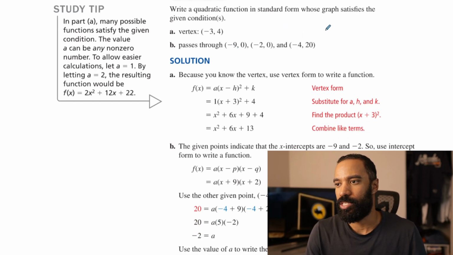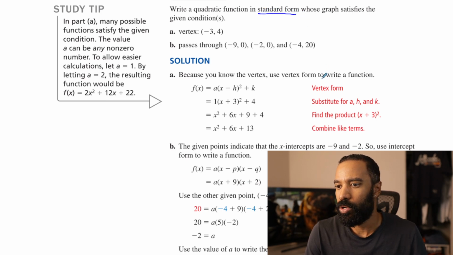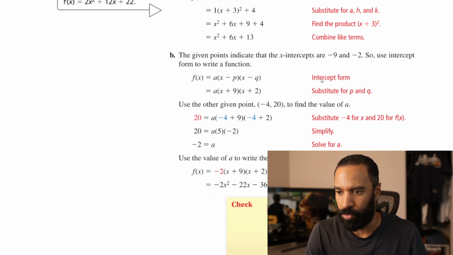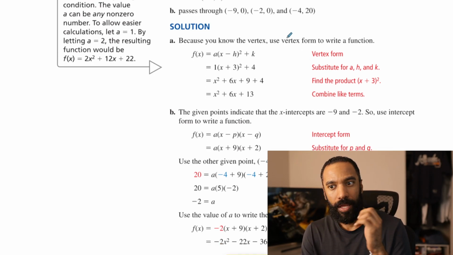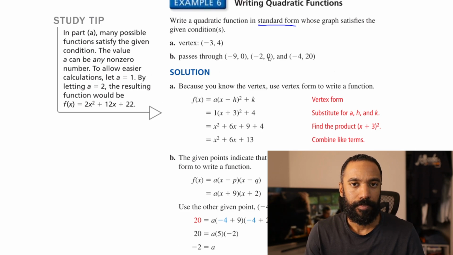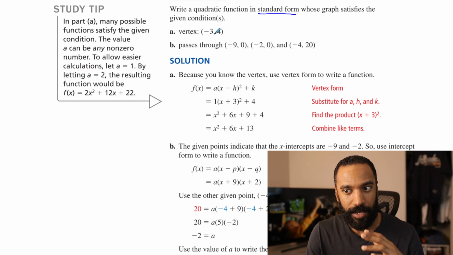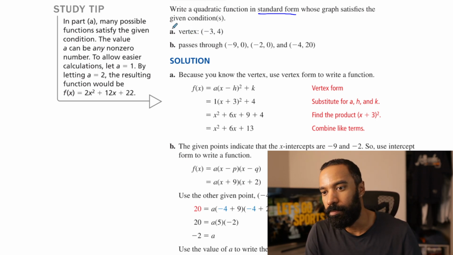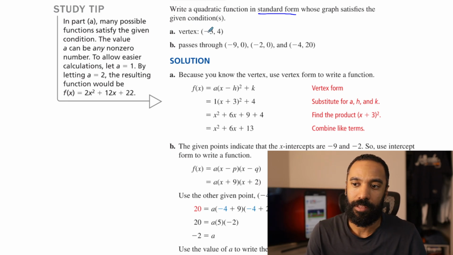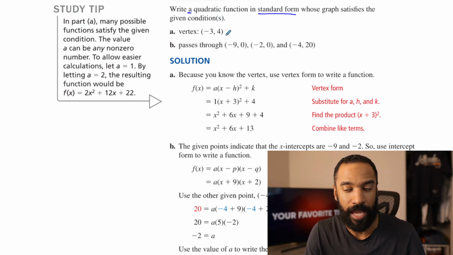Write a quadratic function in standard form whose graph satisfies the given condition. So they say standard form here. Let's see how they go through this problem. It depends on what they're giving you, because in these situations there's more than one way to do these, but they're going to ask you to base it off a different form to get there. On problem A, they say the vertex is negative 3, 4. They say write a quadratic function. It's open-ended. You're allowed to choose something for your a value.